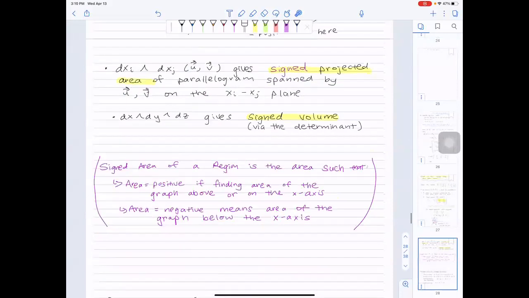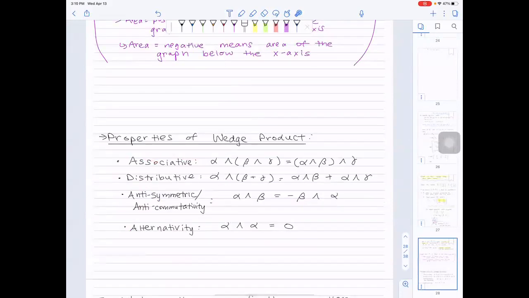And then we have the wedge product properties. So here's associative, distributive. The ones we're going to use the most are the anti-symmetric property, where if you flip the 2 vectors or 2 numbers, you get a negative sign. And if you're wedging 2 of the same things, you get 0.